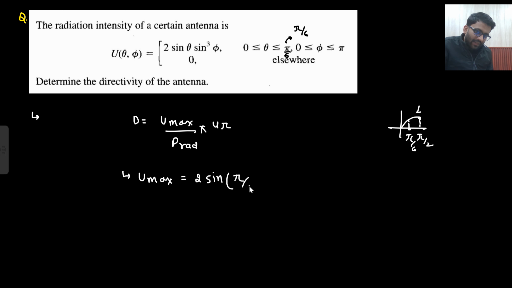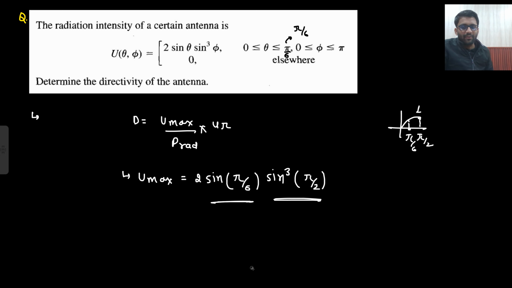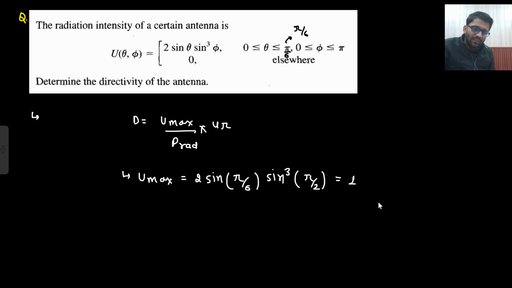So maximum value is sine pi by 6, and here you can take sine cube phi. So you can take pi by 2. So this is the maximum value of sine cube phi, but this is the maximum value of sine theta, because the range is till pi by 6 only. You are not even reaching pi by 2. If you were reaching pi by 2, then it was fine. So maximum value is sine 30, sine theta is 1 by 2 only. So answer is 1. So this is the maximum value. Maximum value is 1. So this was a catch here.